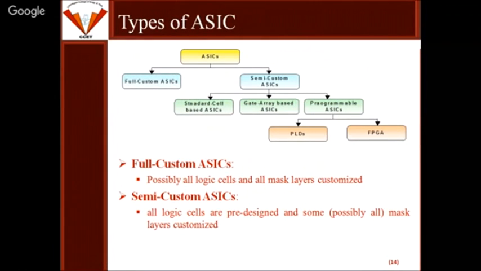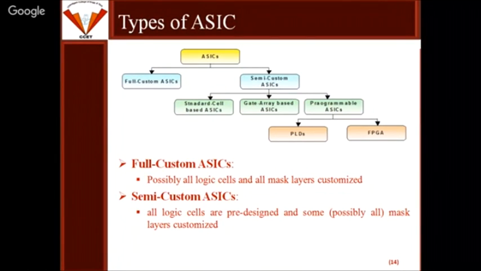So different types of ASICs can be categorized into full custom ASIC and semi-custom ASIC. Already you know about this difference of full custom and semi-custom design styles. Full custom ASIC means we are starting from scratch. We are customizing each and everything of the circuit, and then we are fabricating it. Another part is semi-custom ASIC, and that is divided into three different categories: standard cell-based ASIC, gate array-based ASIC, and programmable ASIC. The programmable ASIC can be PLDs and FPGAs.